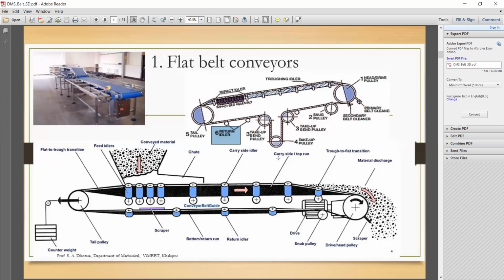The conveyors are also used for material handling in different industries, such as manufacturing industry, food processing industry, dairy industry, pharmaceutical industry, etc. So these are the basic industries where we are using the conveyor system. But nowadays we are using conveyors in most of the locations.